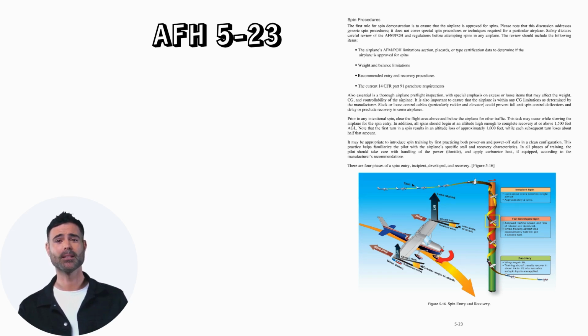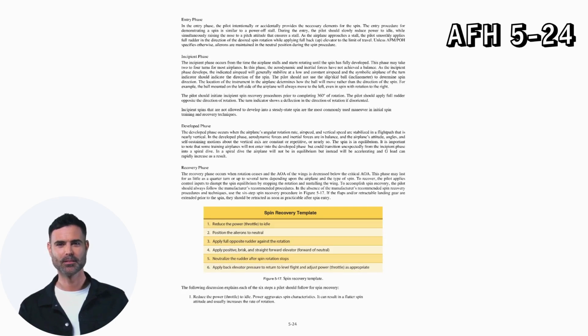There are 4 phases of a spin: entry, incipient, developed, and recovery. Entry phase. In the entry phase, the pilot intentionally or accidentally provides the necessary elements for the spin. The entry procedure for demonstrating a spin is similar to a power-off stall. During the entry, the pilot should slowly reduce power to idle, while simultaneously raising the nose to a pitch attitude that ensures a stall.